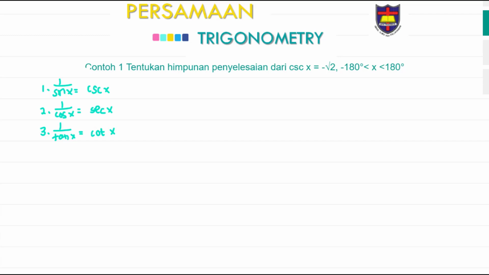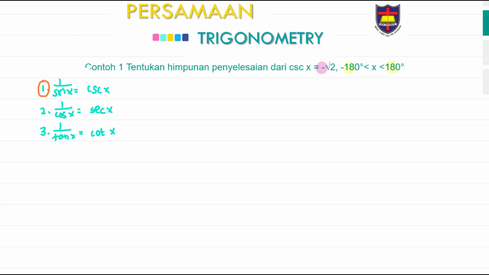So this time, we will choose the first one, right? We will convert cosecant into sine x. Then here we have 1 over sine x, which equals minus square root of 2. Please notice this negative value, don't get it wrong. And for the interval, we also have to keep it in the interval of minus 180 up to 180 degrees. Okay then, let's start.